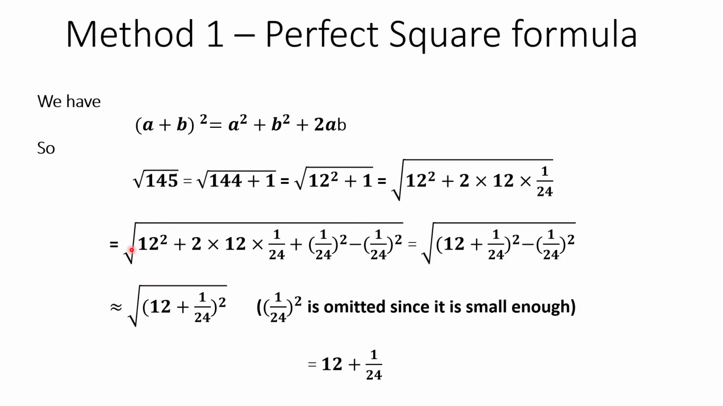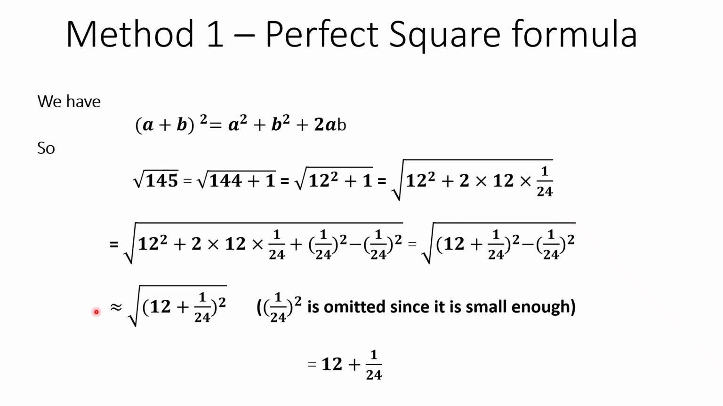So 12 is going to be a, and 1 over 24 is going to be b. So now a squared plus 2ab plus b squared, and then minus b squared, is going to be equal to (a plus b) squared minus b squared. And because b squared here is a very small number, it's approximately 1 over 500, we can omit that. It's not going to be important in our final answer because we're making an approximation.